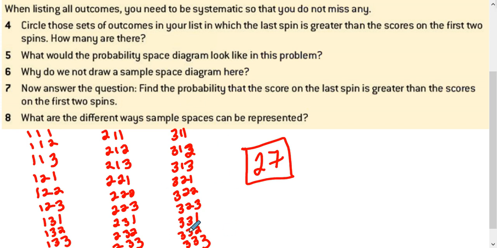No, because this column all starts with 3s, so there's no way any of those last digits are going to be bigger than a 3. So then it's just these two columns, and there are a total of 5.